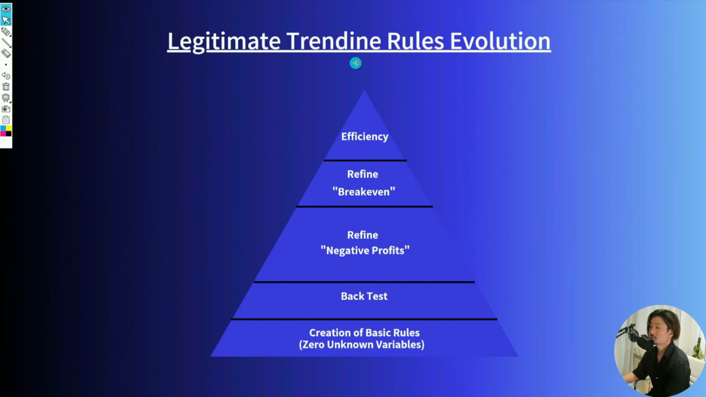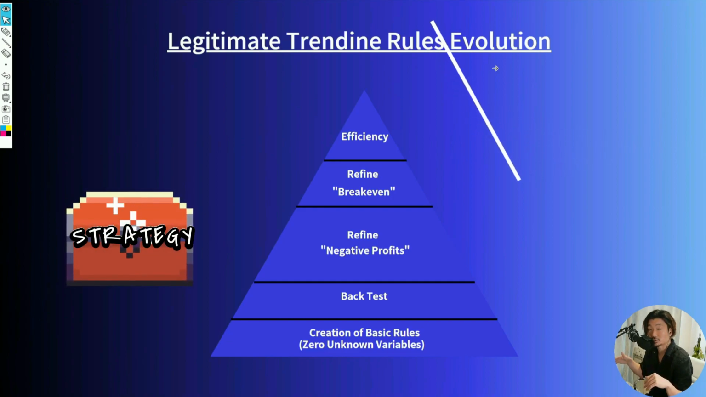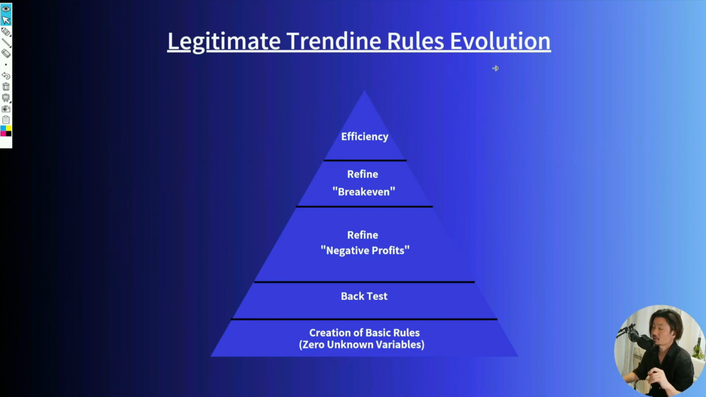All right, so legitimate trend line rules evolution. Okay, so if you're going to use a trend line in your strategy, it's going to go through the same process as your strategy evolution as a whole, because the trend lines will be part of your strategy, right? So let's just go over this once more. So in the very beginning, there's the creation of the basic rules, and there must be 0 unknown variables.